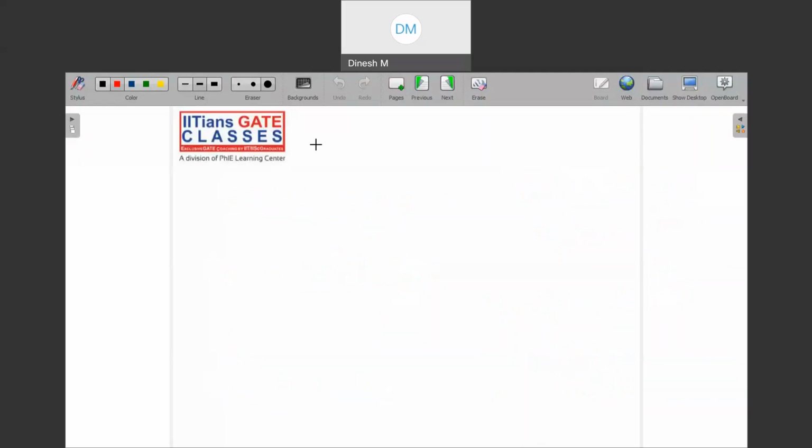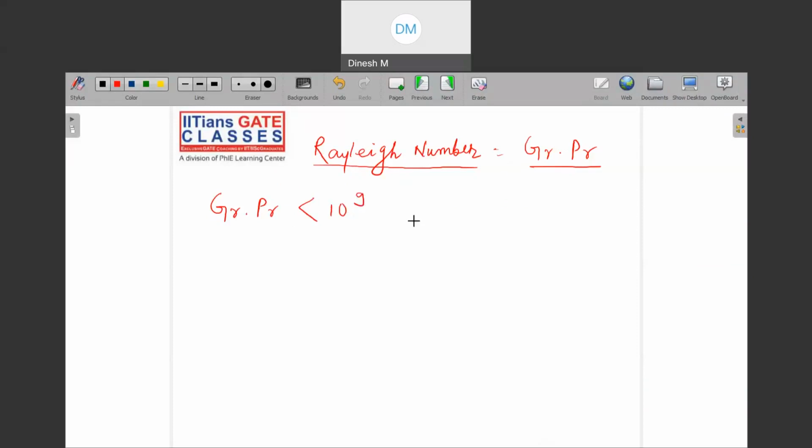So let us understand the Rayleigh number. The Rayleigh number is equal to the product of the Grashof number and the Prandtl number. So when your Grashof number into Prandtl number, when this product is less than 10 to the power 9, then you say that the flow is laminar. Okay, and when this product is greater than 10 to the power 9, then you say that your flow is turbulent. Okay, so this is all about free convection.